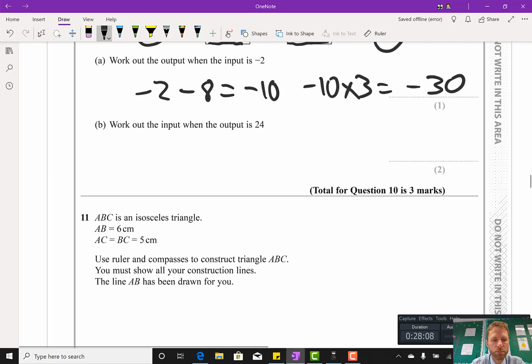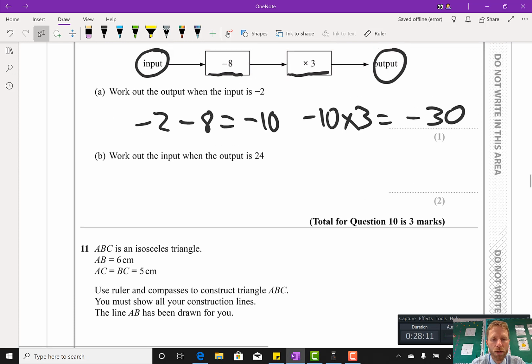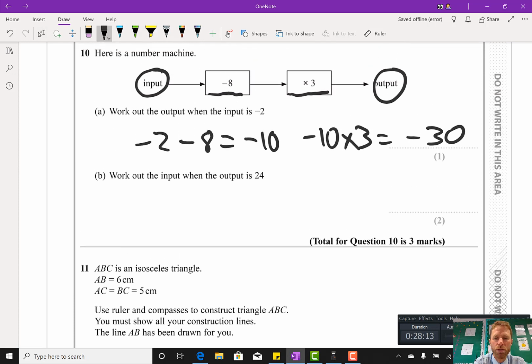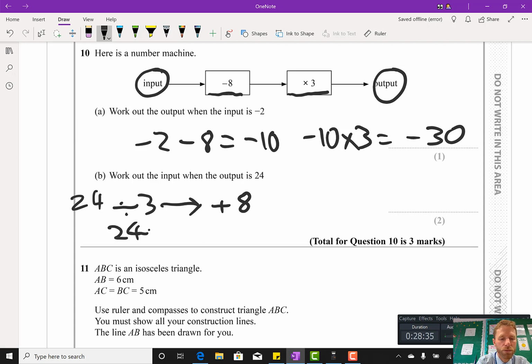Work out the input when the output is 24. So instead of working with the arrows, we're now working backwards. So essentially we are going to work backwards, so the opposite of multiplied by 3 is divide by 3, and the opposite of -8 is +8. So now we're going to start this end. The output is going to be 24. 24 divided by 3 is 6. 6 plus 8 is 14.